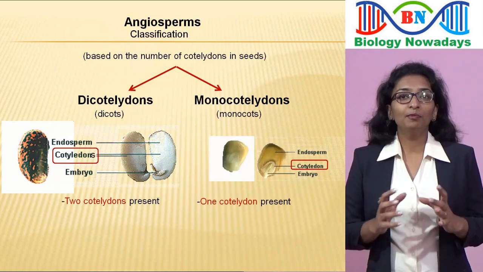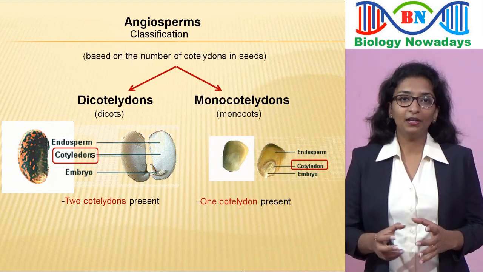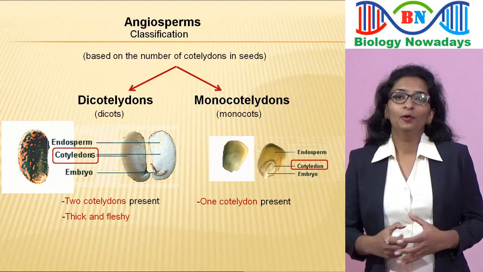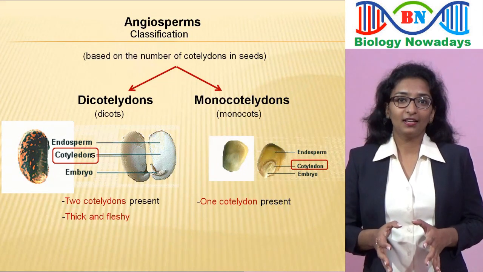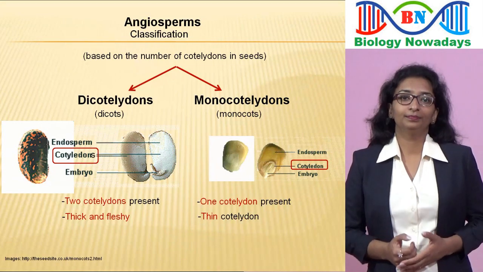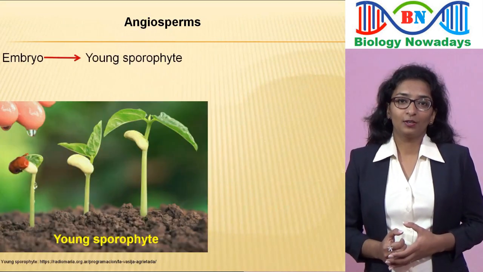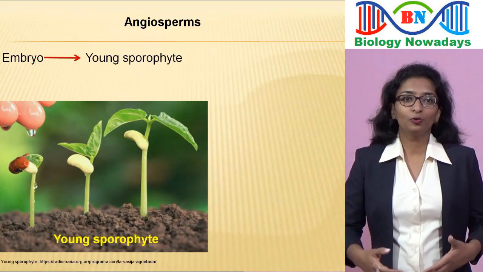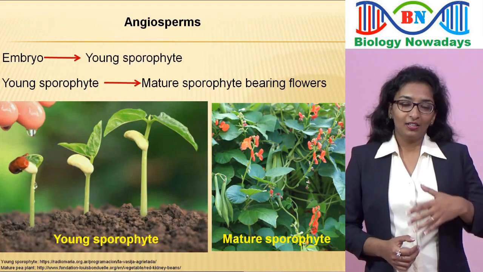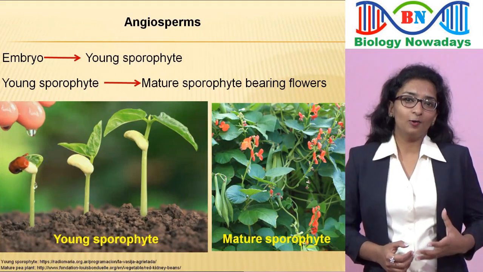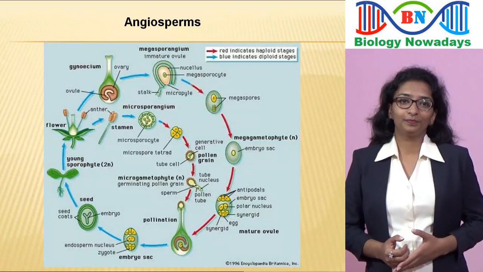In dicots, the endosperm is all used up by the growing embryo and the cotyledons become thick and fleshy. Whereas in monocots, large amounts of endosperm is present and the cotyledon is thin. The embryo will grow into a young sporophyte, which will later on develop into a mature sporophyte, which produces flowers. So what we discussed until now can be represented as the life cycle of an angiosperm.